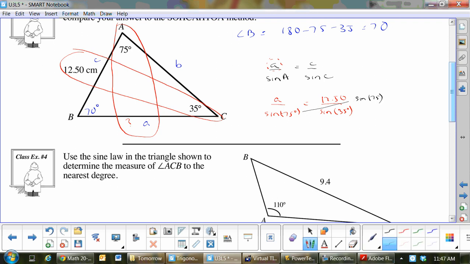So now all you have to do is put this into your calculator. Open a bracket, 12.50 times sine 75. Now close the bracket after the 75, and then you do have to do another bracket to keep everything up top. And then divide that by sine 35. If you're in degree mode, you will get the right answer. And the right answer is 21. A equals 21 centimeters. Easy?